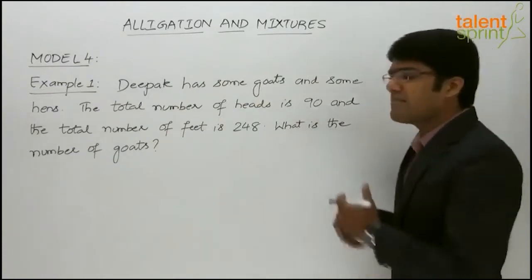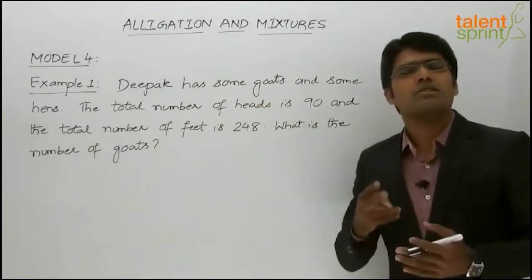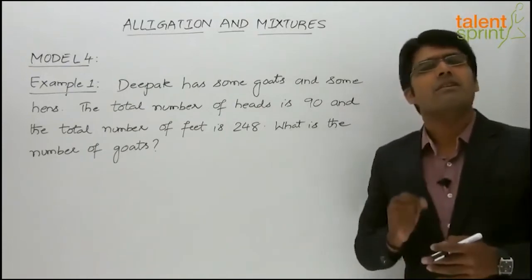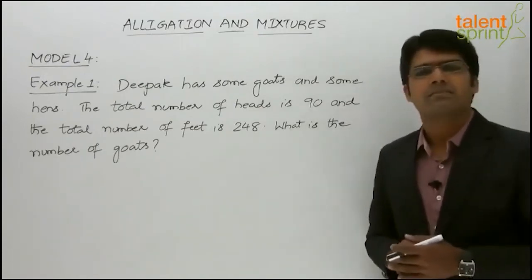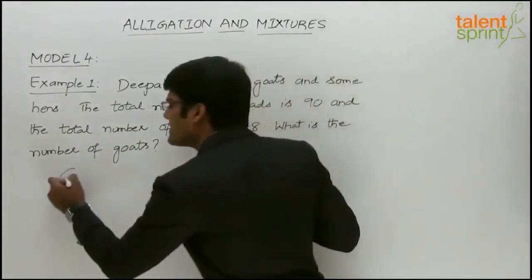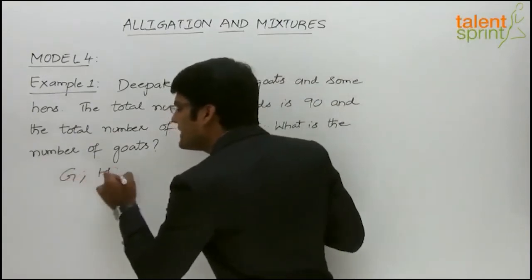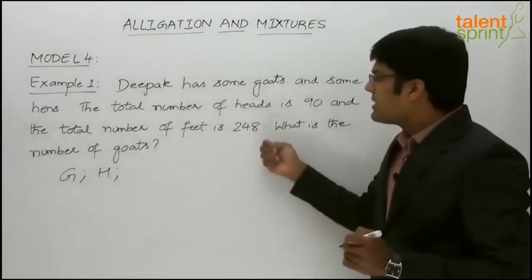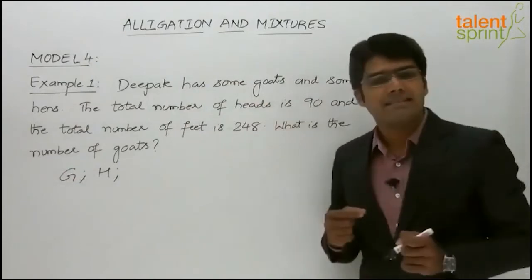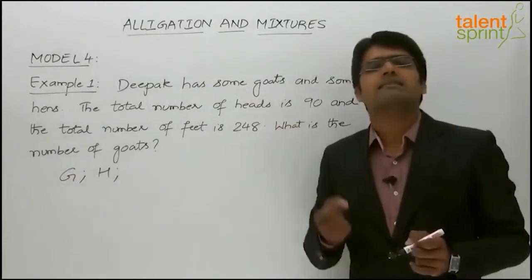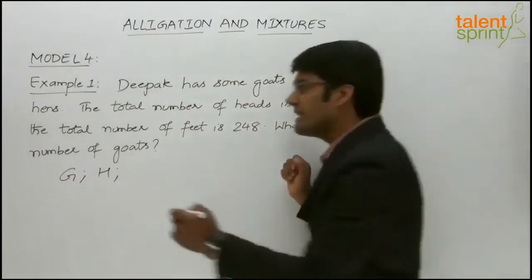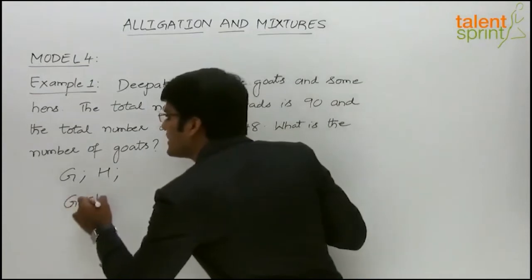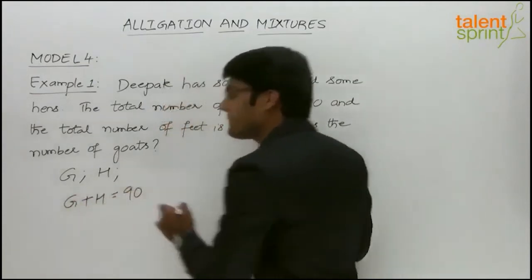Now this is a very simple question which can be solved using two linear equations in terms of the number of goats and the number of hens. Let us assume that the number of goats is G and the number of hens is H. Now from the question, the total number of heads is 90. Total number of heads is nothing but total number of animals. So we can say G plus H is equal to 90.